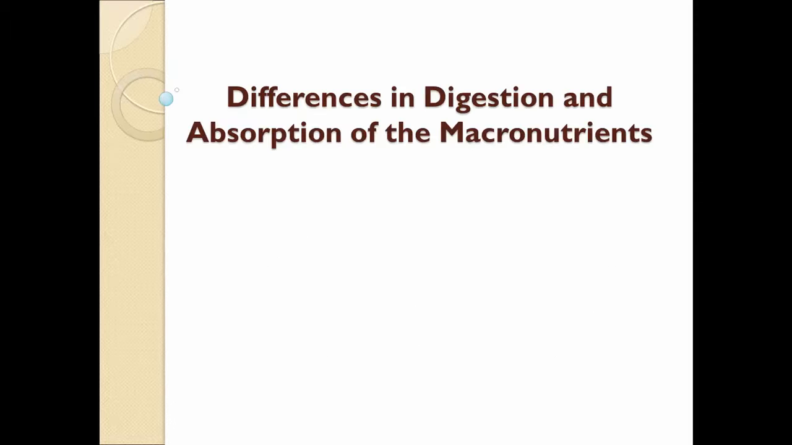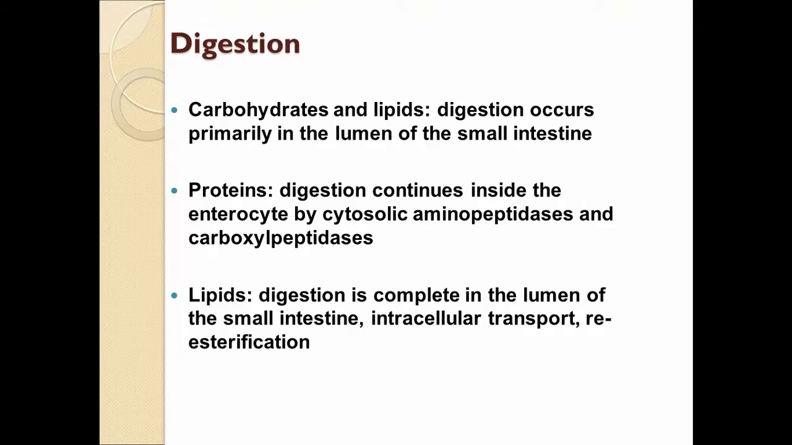All right. Okay, so with this slide I just wanted to remind you to make a comparison of the digestion and absorption differences between carbohydrate, lipids, and protein. In terms of location, carbohydrate and lipids both can be digested in the lumen of the small intestine, right?